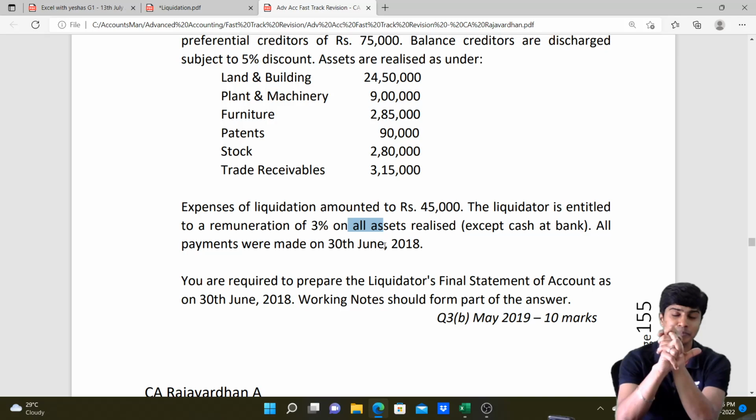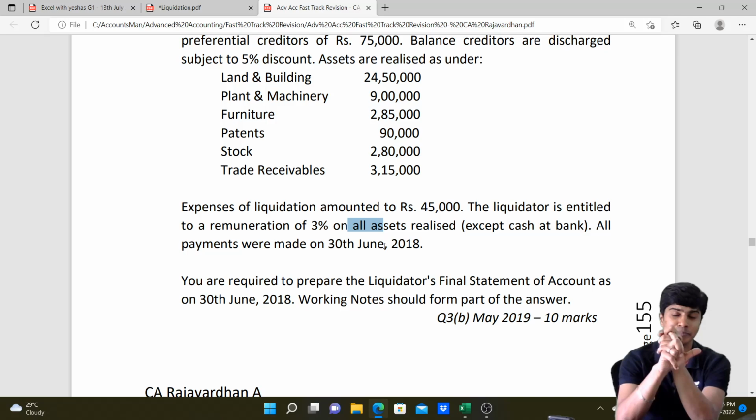Plant and machinery for 9 lakh. So I'll write plant and machinery will fetch 9 lakh rupees. Then what do we have? Furniture will realize 2 lakh 85,000. After that, what do we have? Patents will realize 90,000.